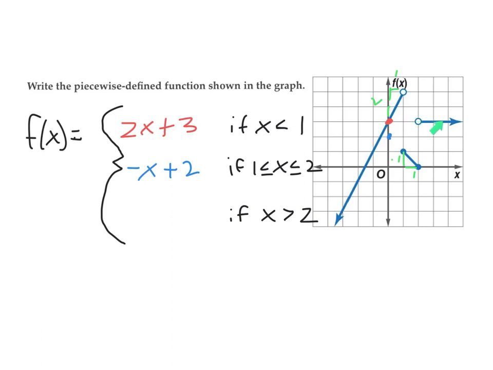This last one, if I backed this line up, where would it hit the y-axis? 3. It'd hit 3. Okay? And actually, that's it. It's a horizontal line. Horizontal line is always y equals something. The slope for this is actually 0. Okay? Horizontal line is y equals a constant. Vertical line is x equals a constant. Okay? So those are the 3 pieces, the 3 equations.